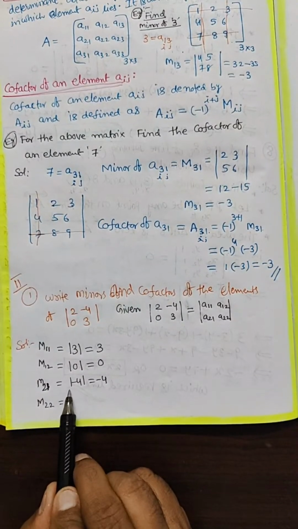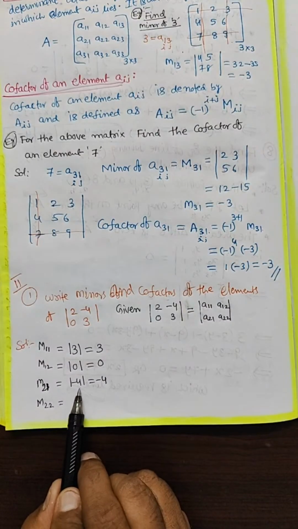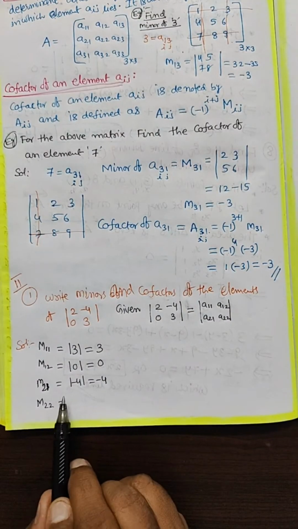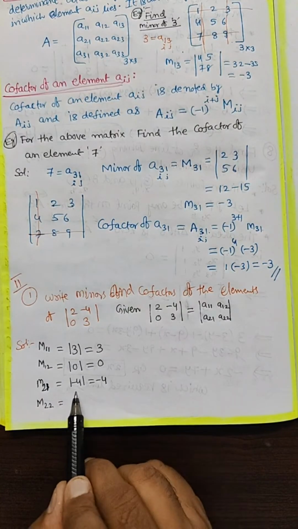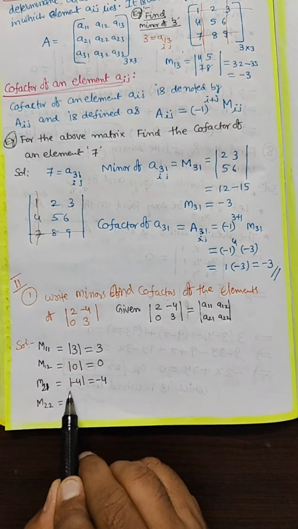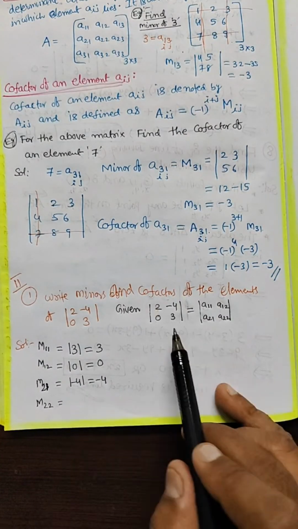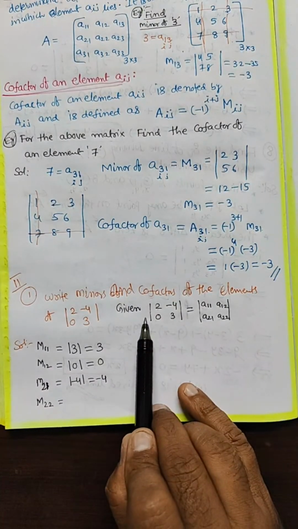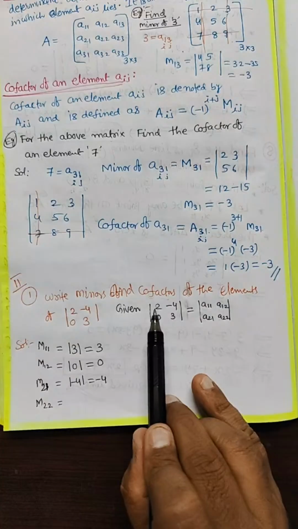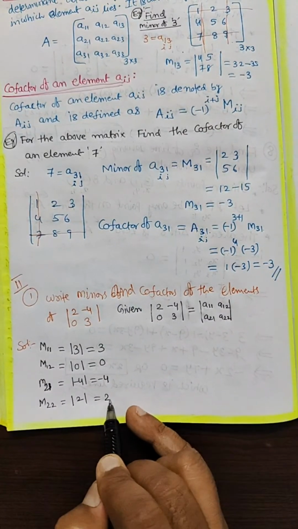Don't think that it is mod, this is the determinant. Don't consider it as mod, dear student. In a determinant, whatever the value you have, that only you write. The determinant is the symbol for only this. It is not modulus. Next, eliminating for M22, this is the element. You have to eliminate this row and this column, remaining is 2. So determinant of 2 is equal to 2.